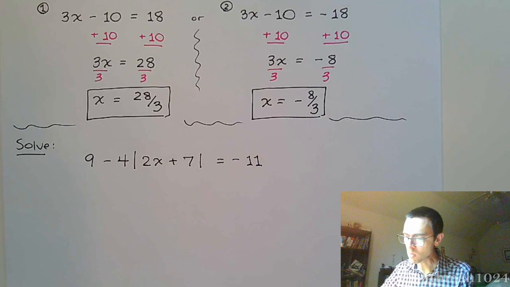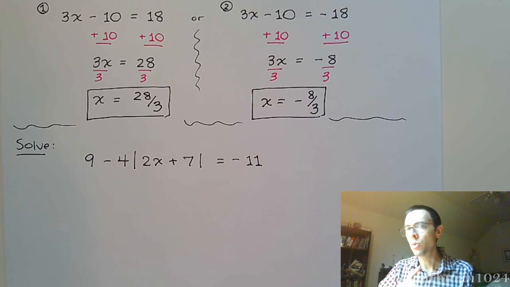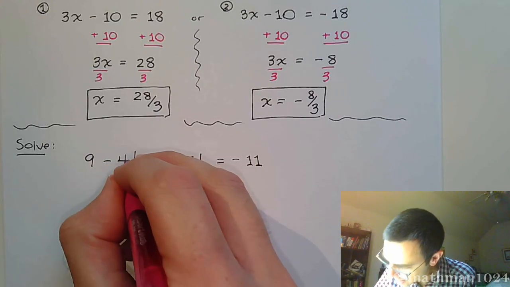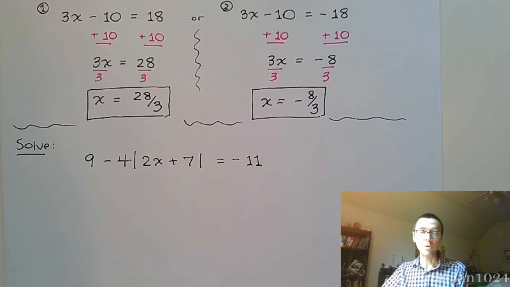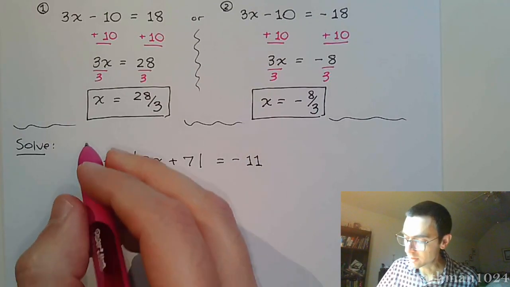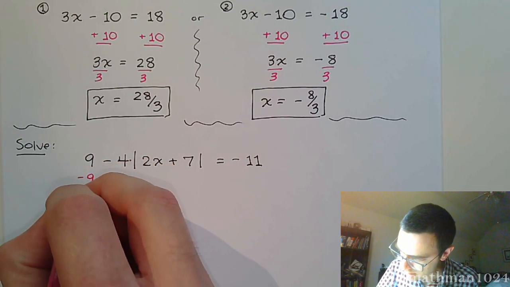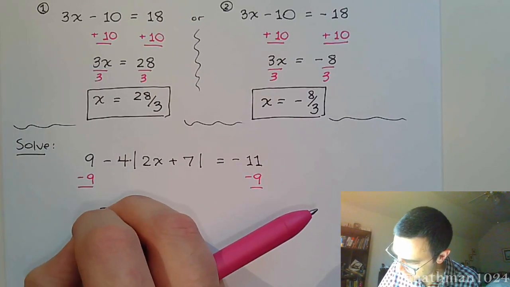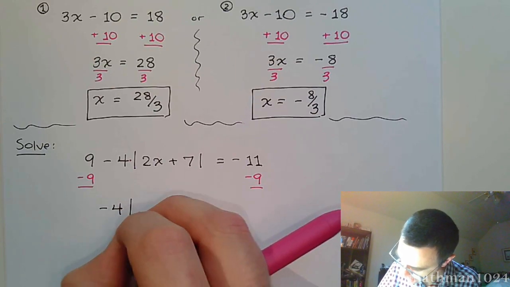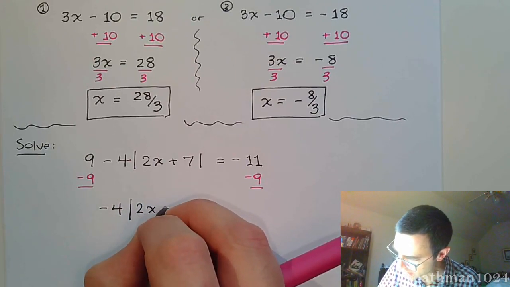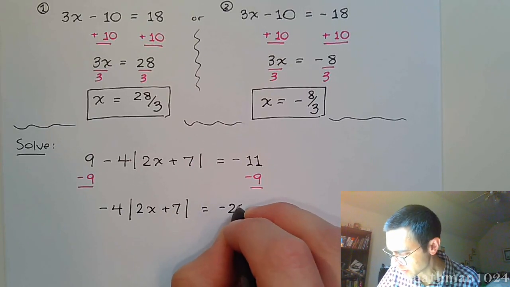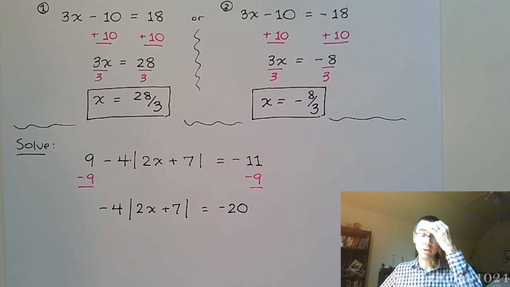So, first a warning, do not subtract 9 minus 4. This 4 is connected to the absolute value through multiplication, a pretty strong connection there. So move the 9 first. So subtract 9 from both sides. You still have negative 4 times the absolute value of 2x plus 7 equals negative 20.